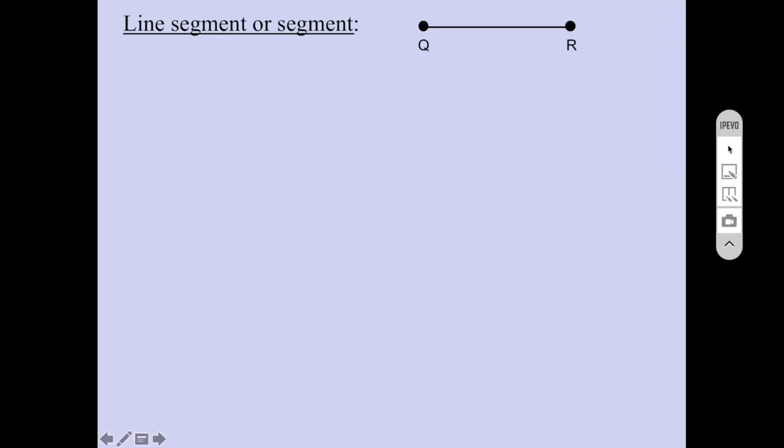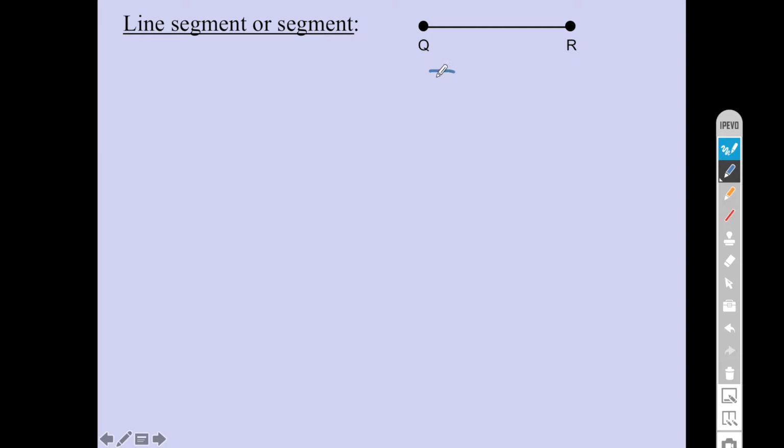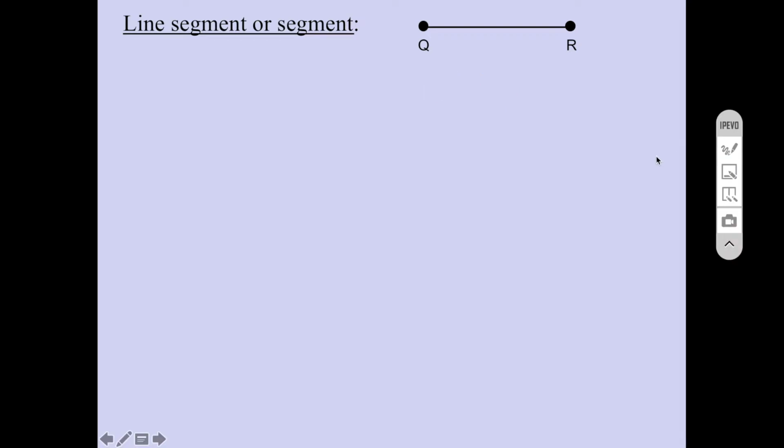Next one is a line segment. A line segment's a part of a line, has a beginning, has an end, it has endpoints. How are we going to name this line segment? We're going to name this with two letters, but we're not going to put arrows on the end. QR or RQ. That's the two ways to name that segment.